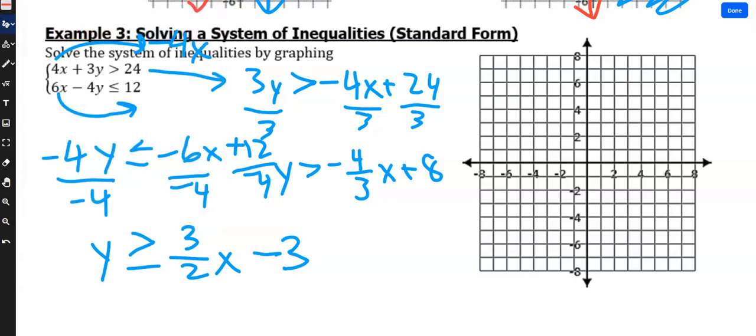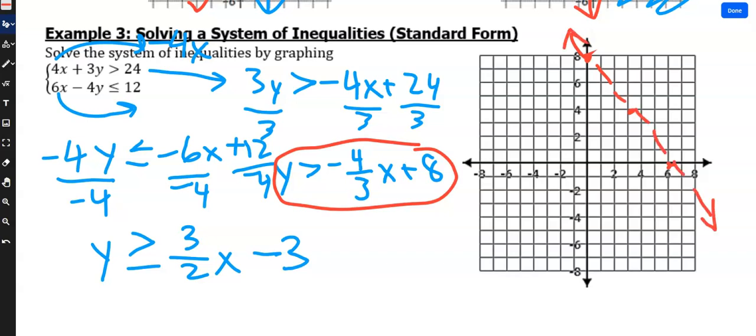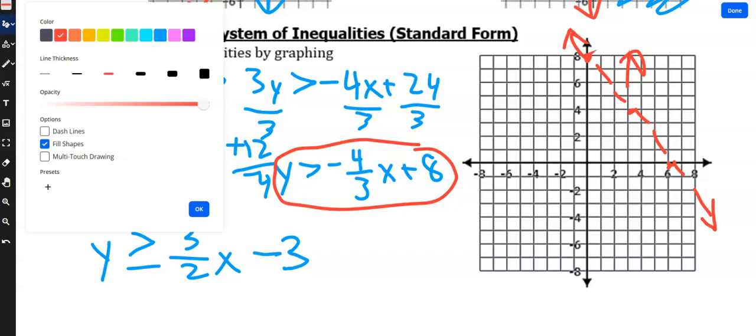All right, so let's do my first one here in red. We got positive 8 and down 4 and over 3, down 4 and over 3. That is going to be a dashed line, no, solid line. And then greater than would be up. Okay, let's do the next one.